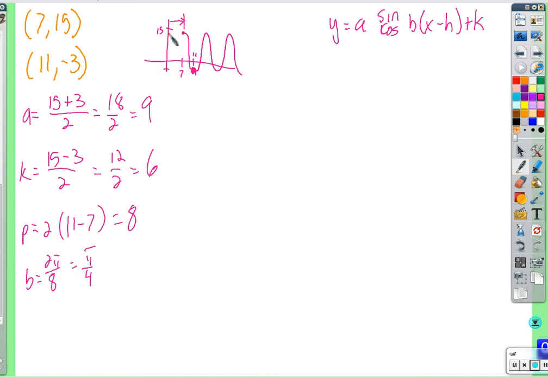So this part that started at the y-axis has shifted over how much? 6. So h is 7. And we're using the cosine. Y equals 9 times the cosine of pi over 4 times x minus 7, plus 6.